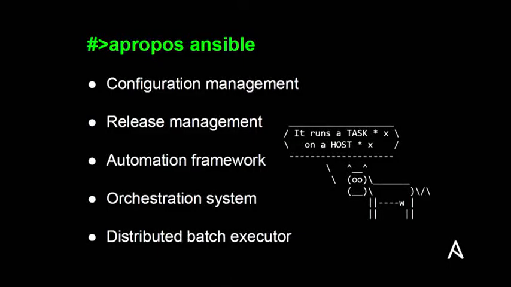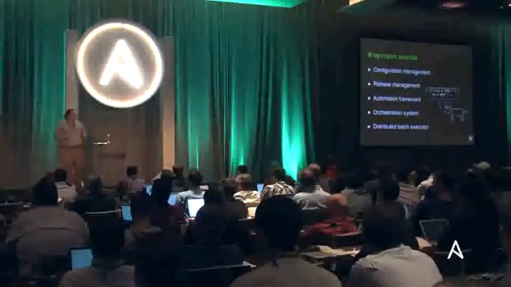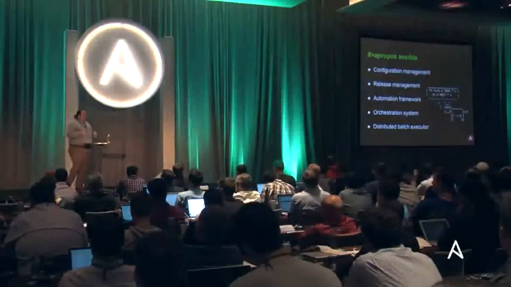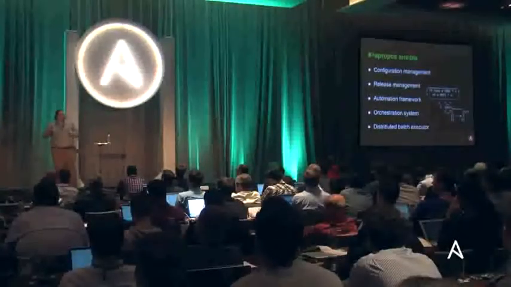A lot of people give Ansible different names: configuration management, release management, automation, orchestration system, distributed batch executor. For me, it's always been a reduction. Ansible just runs a task on a host. And then you can multiply that, because it's n tasks on n hosts. A very simple, but incredibly powerful paradigm. And taking that into account, it's very easy to see how far you can take this, or how little you need to do anything.